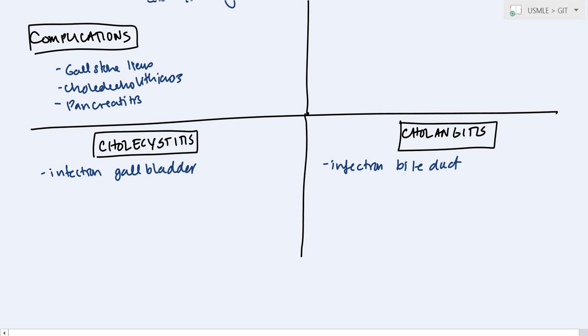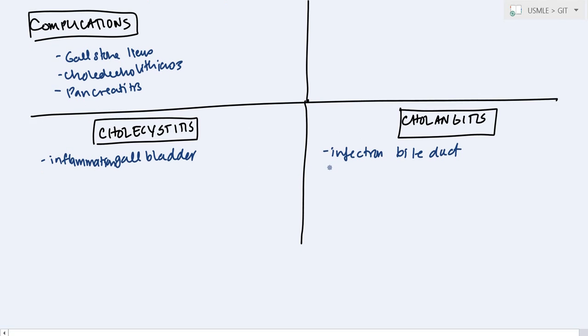Now, what will cause infection of the, I'm sorry, not saying infection, actually, sorry. Inflammation. Sorry about that. Inflammation of gallbladder. And this is going to be inflammation and infection. This does get an infection as well. So what causes inflammation of the gallbladder?